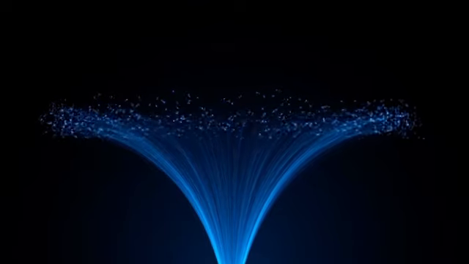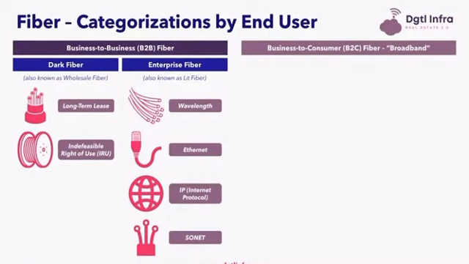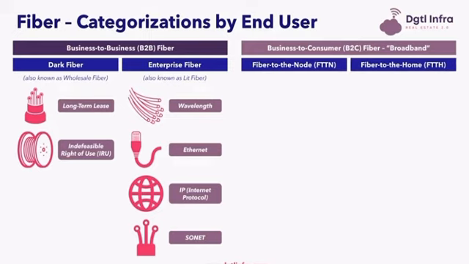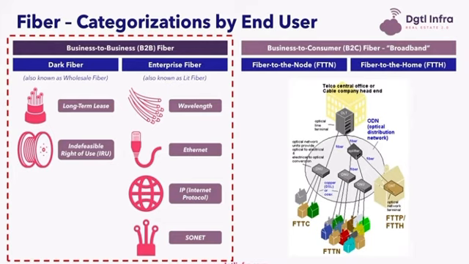The second major category of fiber is business-to-consumer, or B2C fiber, which can also be known as broadband. Within this second segment are two subsegments. First is fiber to the node, which abbreviated is FTTN, and second is fiber to the home, which abbreviated is FTTH. In part 1 of this two-part series, we will really be focusing on business-to-business, or B2B fiber, which you see on the left side of the video.